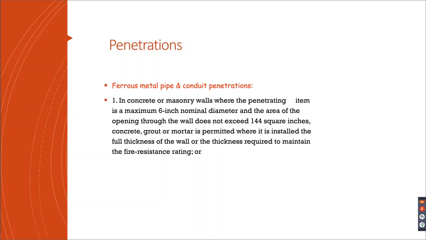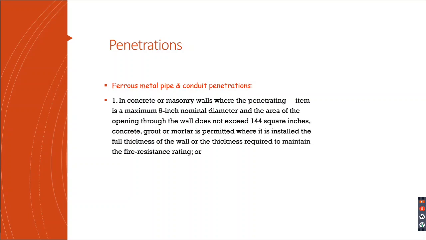So for number one, you could use that for ferrous metal pipe and conduit penetration. Number one says in concrete or masonry walls where the penetrating item is a maximum 6-inch nominal diameter and the area of the opening through the wall does not exceed 144 square inches. So all three criteria must be met: the type of item, then maximum 6-inch nominal diameter, and then 144 square inches max.